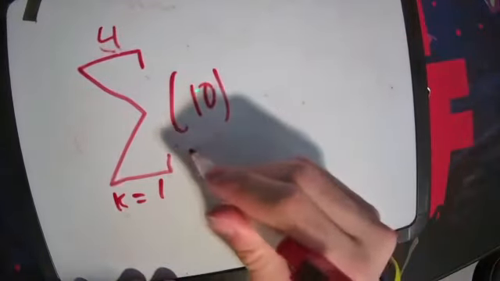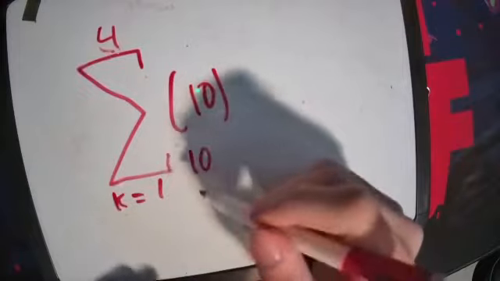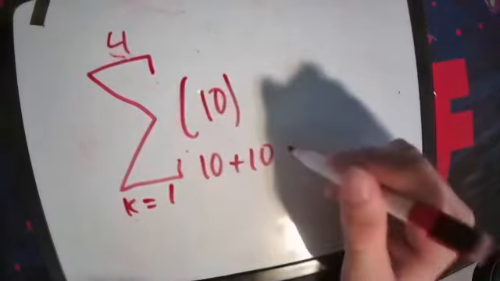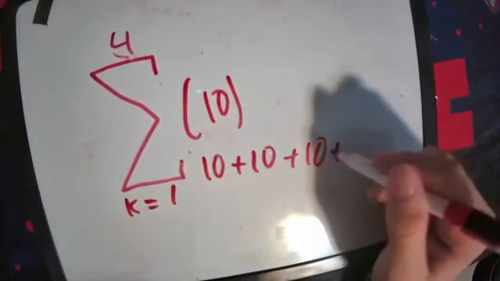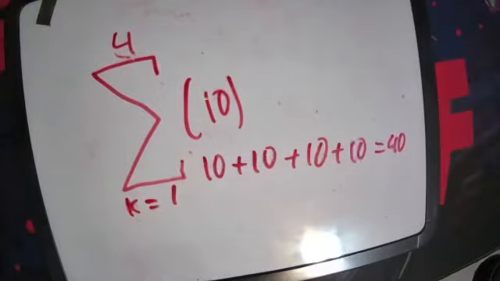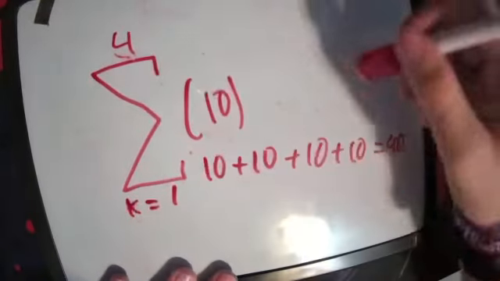For this, we would just start out at k equals 1, our first start. This would be k equals 2. This could be k equals 3, and this would be k equals 4. So this is just equal to 40. That's our answer for example number 3.